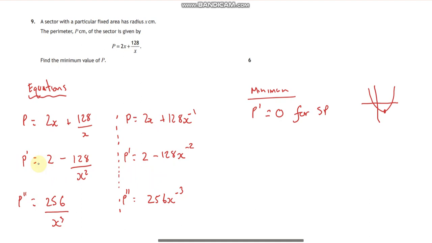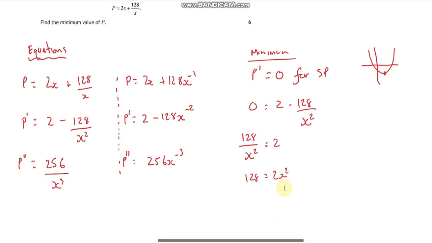So I'm going to say that 0 is equal to 2 take away 128 over x squared, and then I'll just rearrange. I'm going to add that 128 over x squared to both sides, then multiply by x squared. Then I'll divide by 2, so that's 64 is equal to x squared, so then x is equal to 8 or negative 8. Now at this point I'm going to cancel out negative 8 because we can't have a negative radius, so that doesn't make sense.